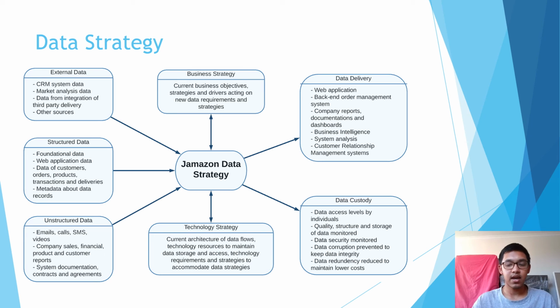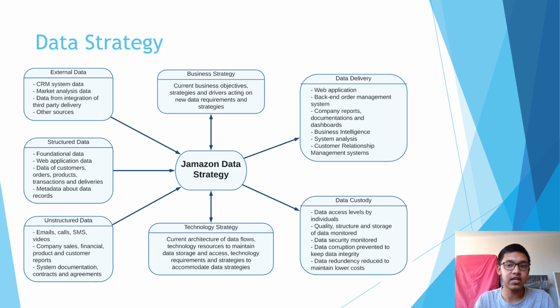And we have unstructured data: emails, calls, and SMS from our customers. We have reports about company sales. We have financial reports, product reports, and customer feedback reports. And unstructured data also includes the system documentation, contracts, and agreements of Jamazon.